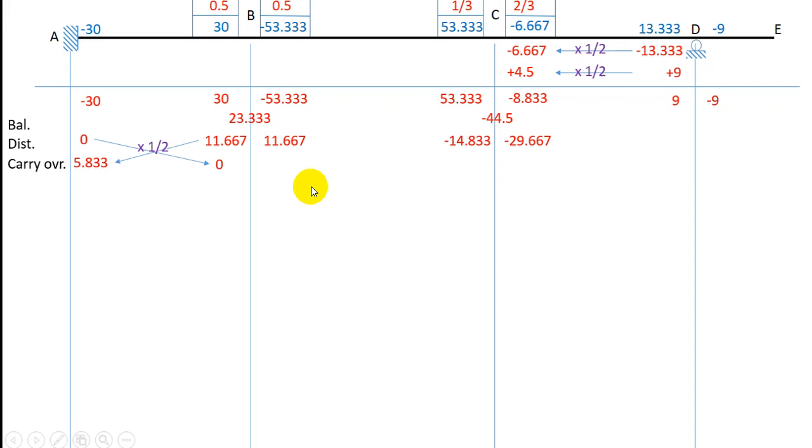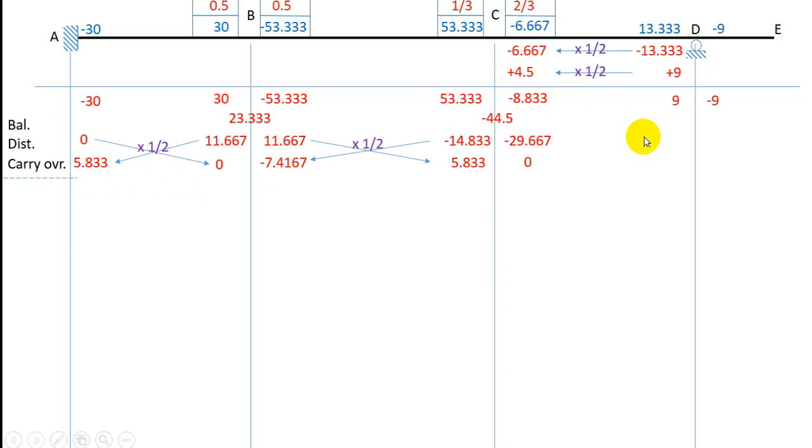Again carry over here in the next segment. Now carryover has to be done in every segment: segment AB, segment BC, and segment CD. Now I won't carry over this value here because I don't want to disturb this. Since there is nothing to carry over from here, I'll just write 0 because there is no value here. So the carryover step is over, and this is our first iteration including three steps: balancing, distribution, and carryover.